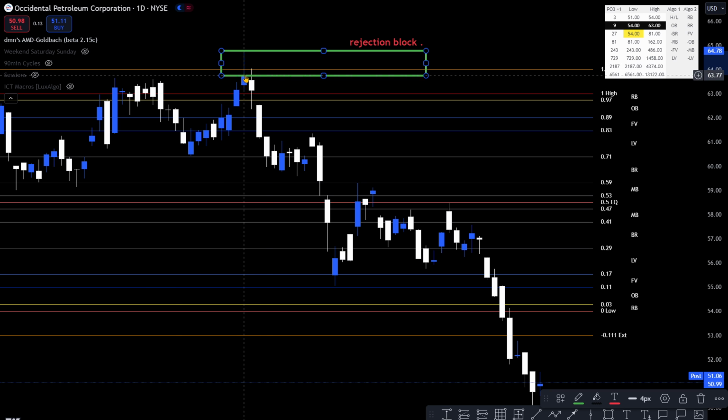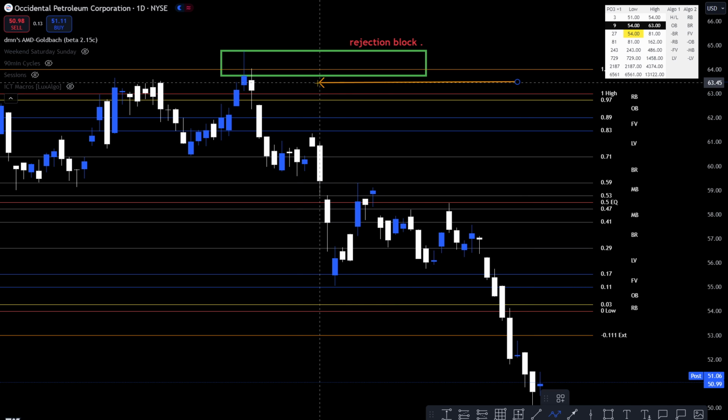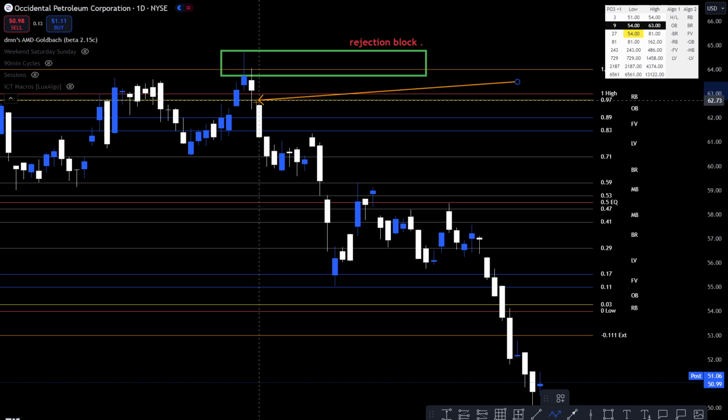So obviously with this rejection block at the top, it's a little higher than our actual rejection block area, but you notice the candle is where? This candle is coming outside of my rejection block area and stopping at the EXT. I'm looking at that specifically.